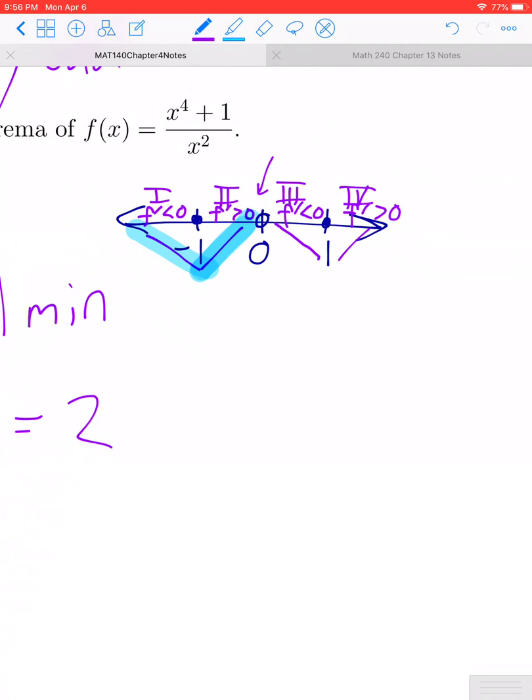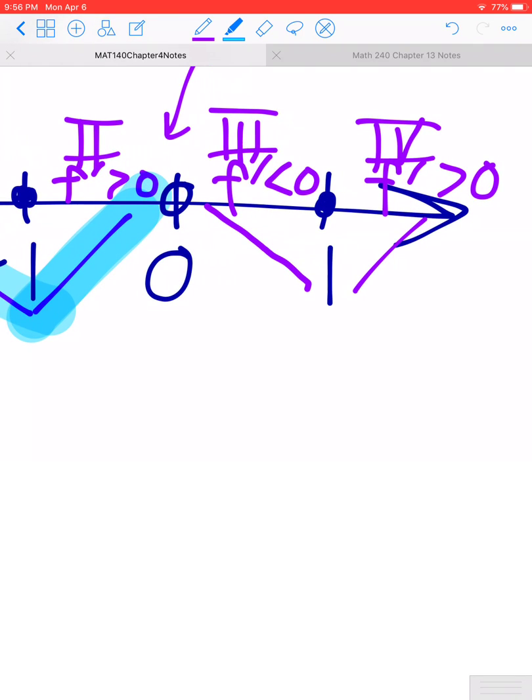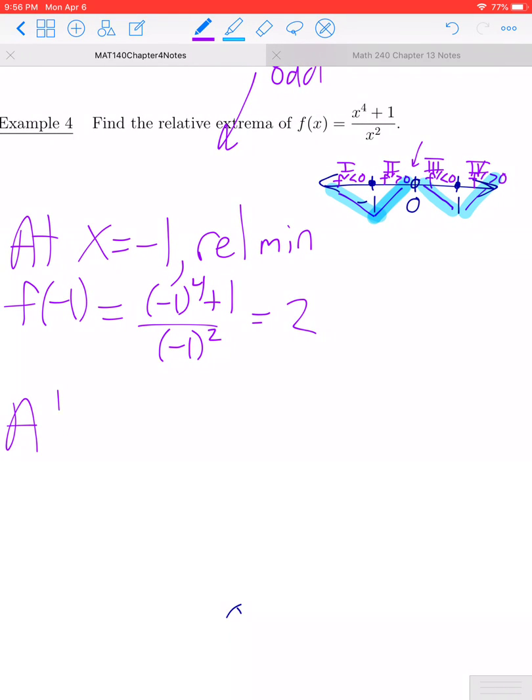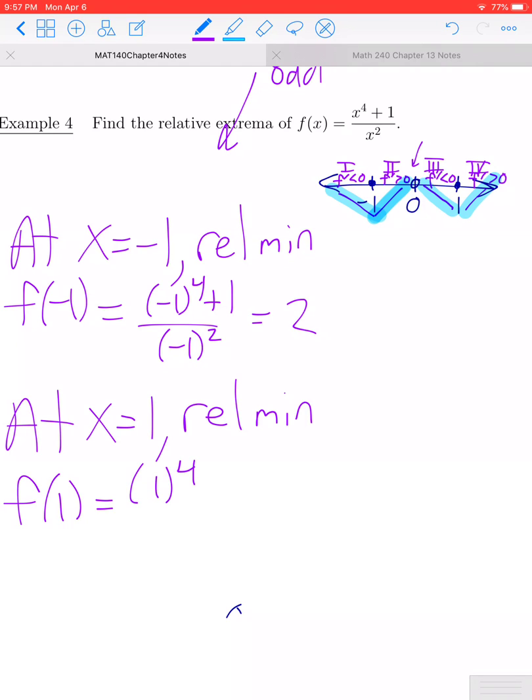However, our other critical number was x equals +1. And at x equals 1, we do have another change in the sign of the derivative. At x equals 1, it changes from decreasing to increasing, which means that that too will be a relative minimum. So at x equals 1, we have another relative minimum whose value is f of 1, which is 1^4 plus 1 divided by 1^2, which should also be 2.